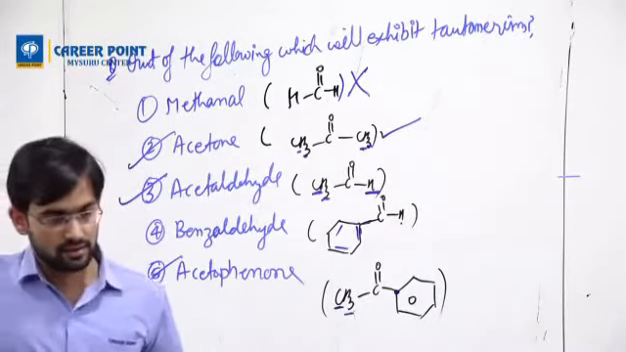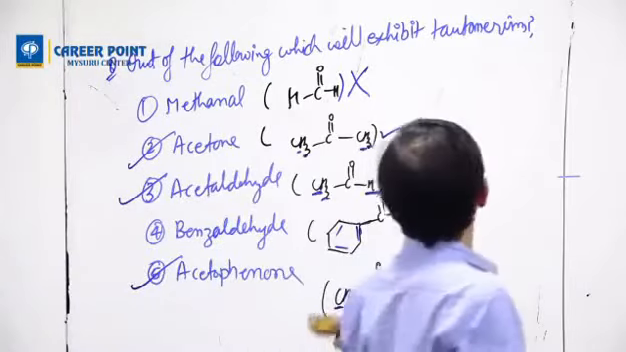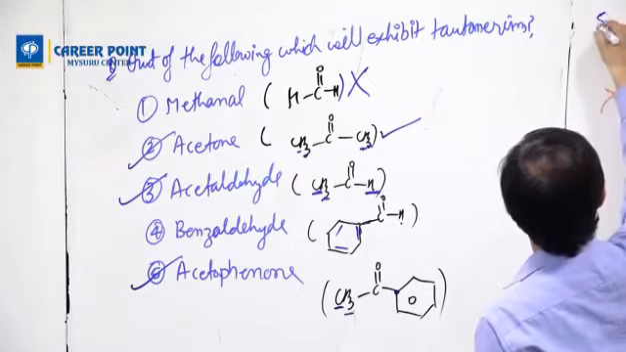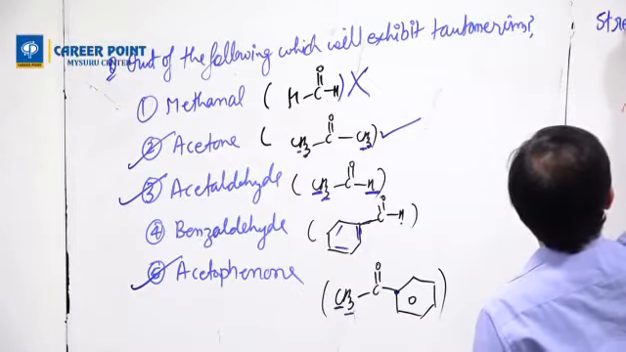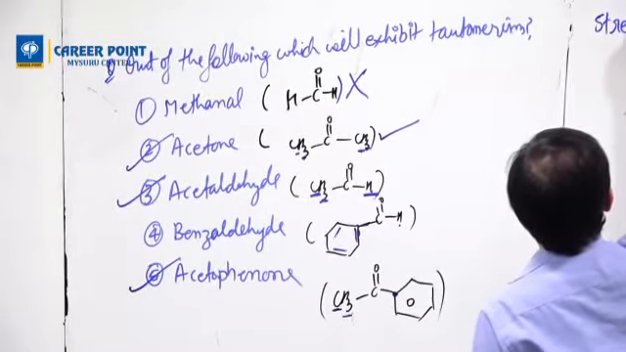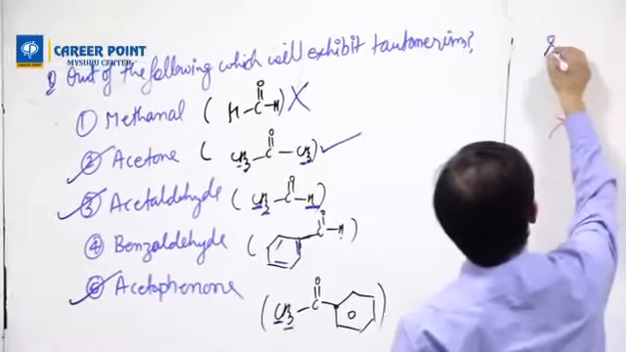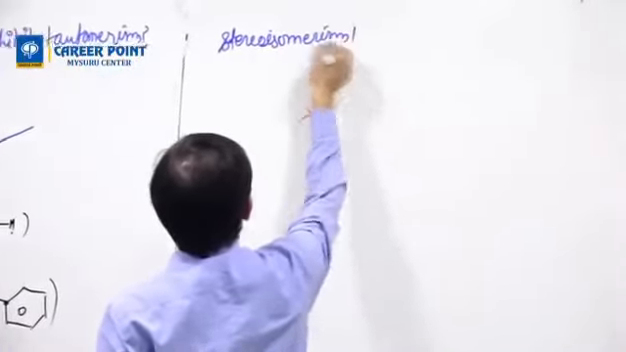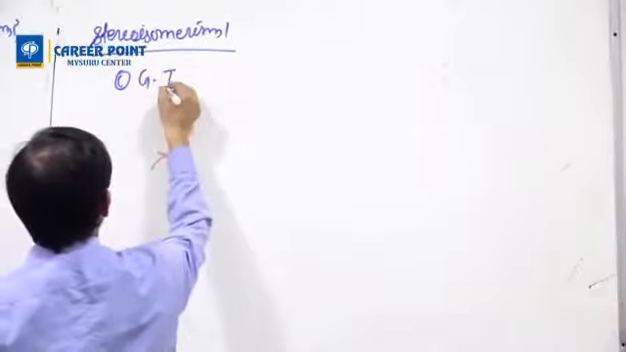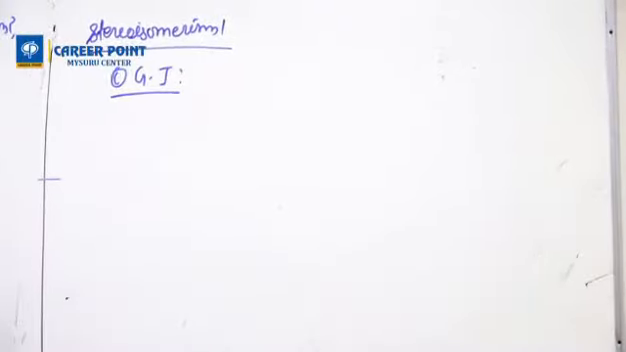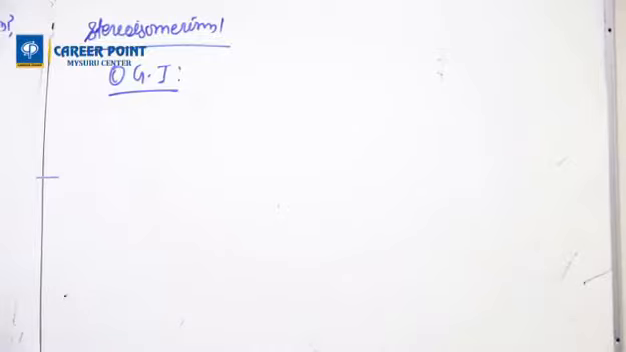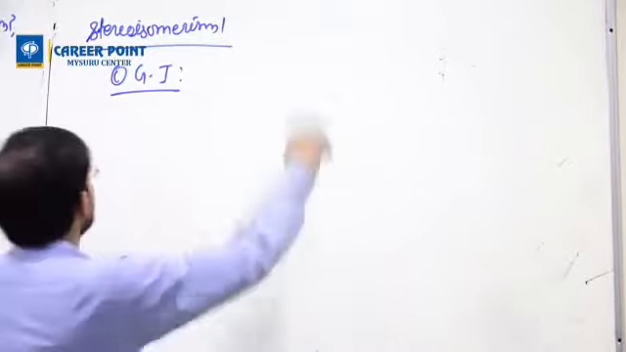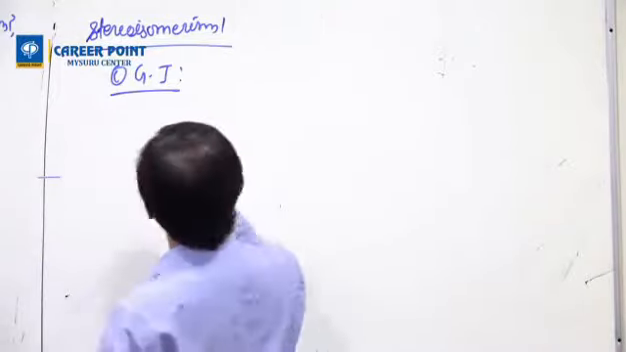Right? So that's how we finish structural isomerism. Now the second one is known as stereoisomerism. In that, the first one is geometrical isomerism. Geometrical isomerism has a very easy trick.